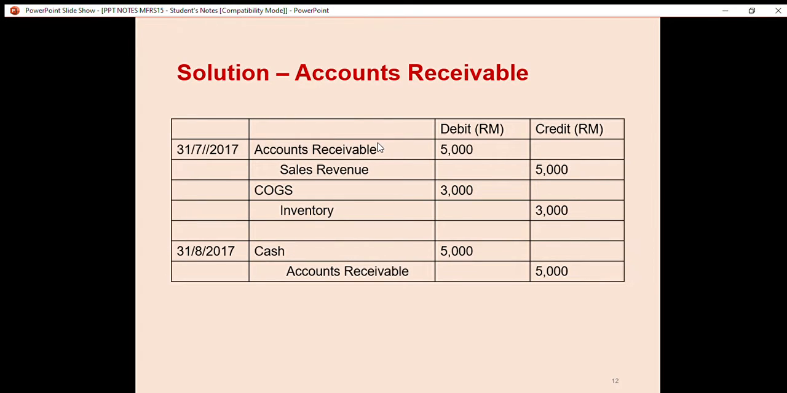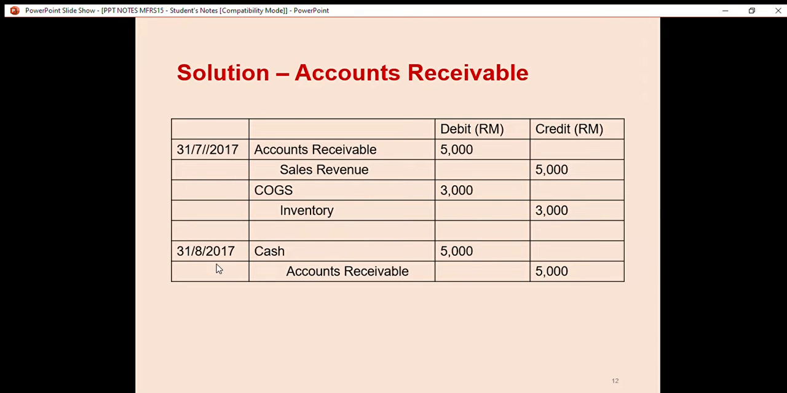Why? Because the company has no other performance obligations to be performed. Once the seller has delivered the goods to its customer, that's it. No other obligations have to be performed by the seller. That means the seller has unconditional rights to receive payment. So that's why we debit account receivable 5,000 and credit sales revenue 5,000.